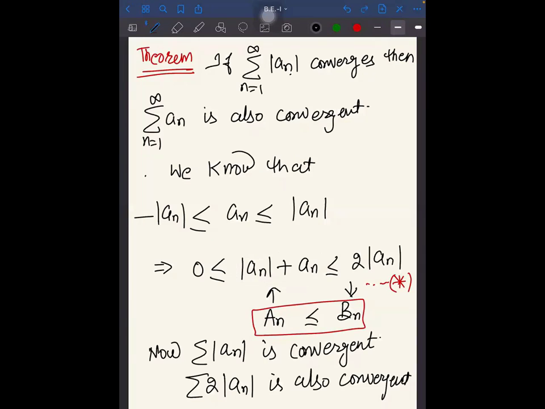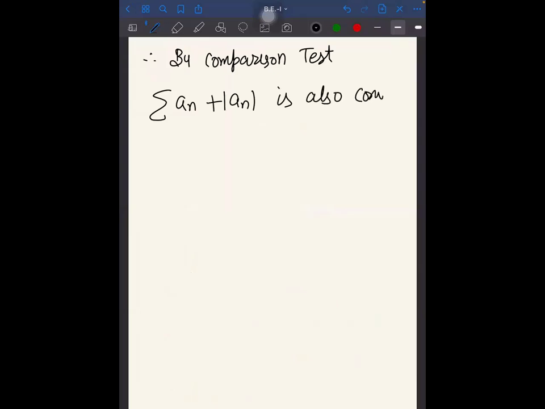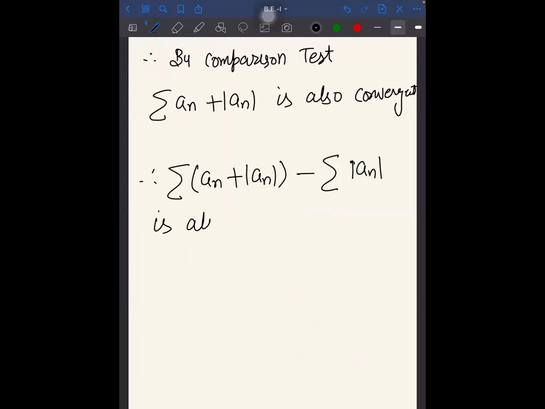Series of this part. So therefore by comparison test, an plus mod an is also convergent, right? सही बात है? So therefore summation an plus mod an minus summation mod an is also convergent?